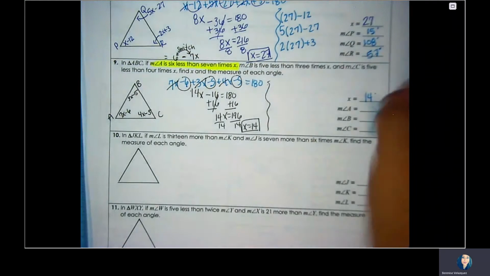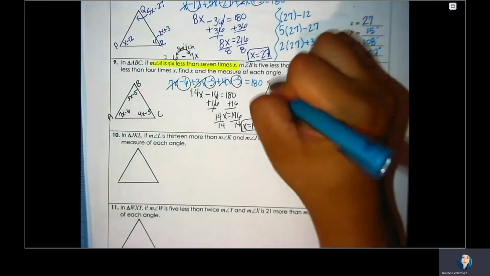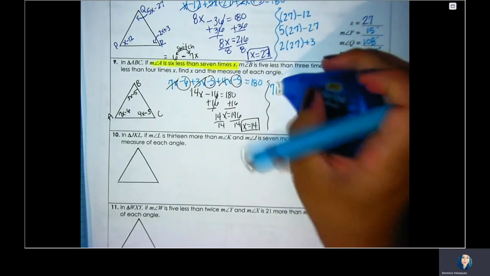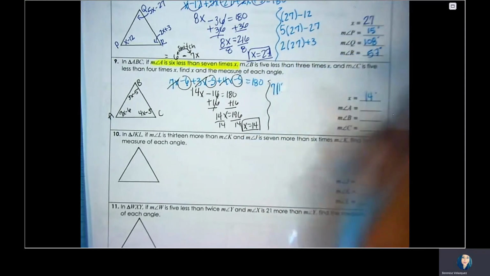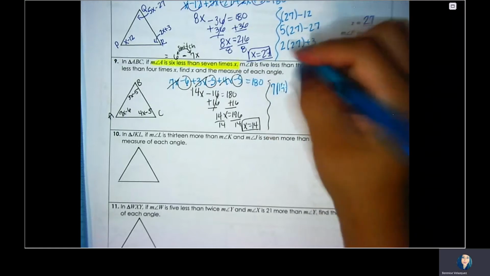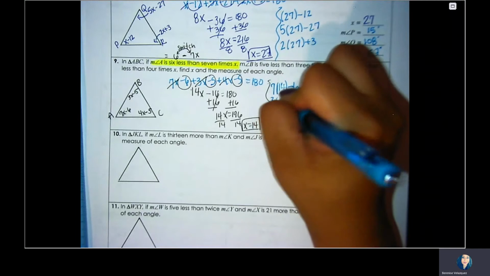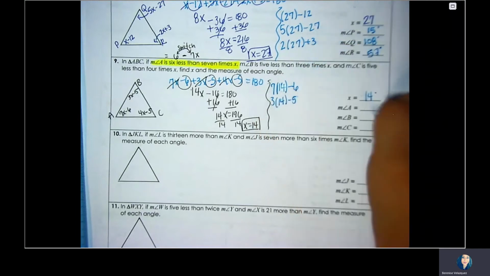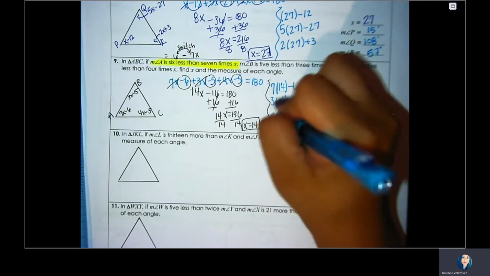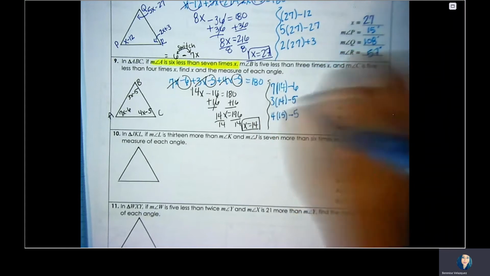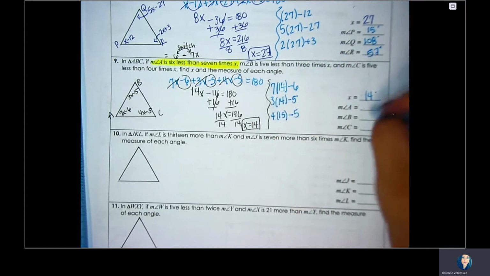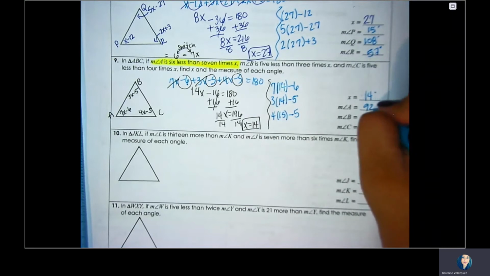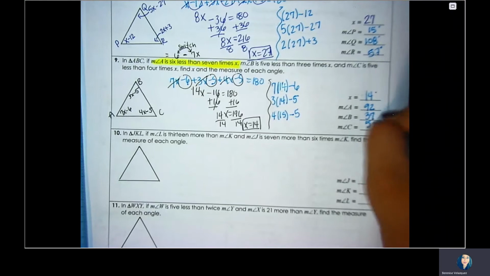And then now I'm going to go through and make sure I plug them into the right one. So this is going to be 7 times 14. Let me fix that. Okay, 7 times 14 minus 6, that's A. And then B is going to be 3 times 14 minus 5. And then C is going to be 4 times 15 minus 5. Plug those all in, and if you do it correctly, you should have 92, 37, and 51.